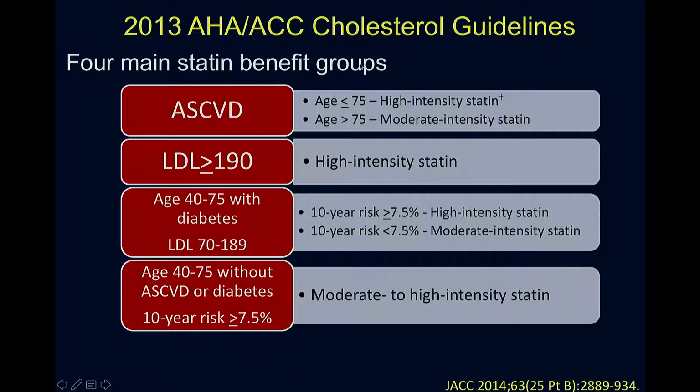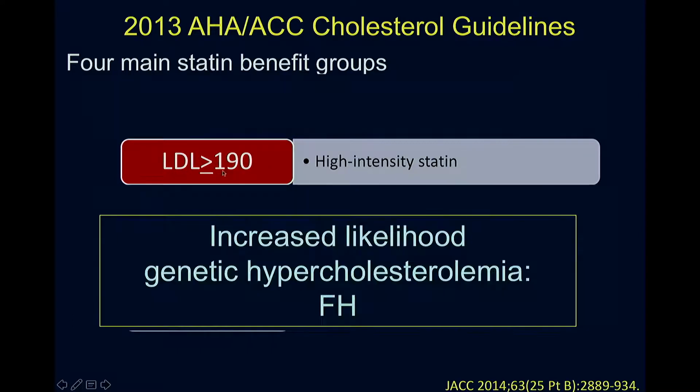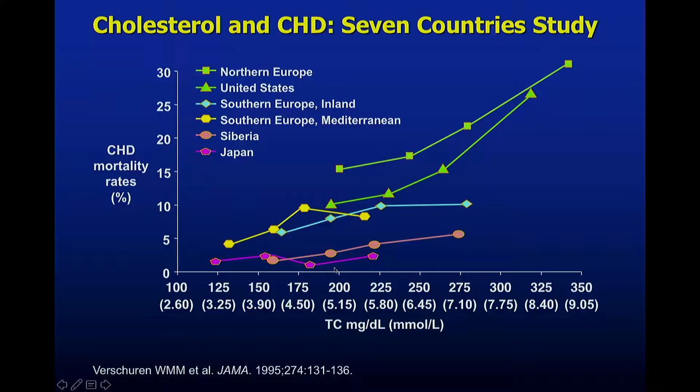Now, in terms of the current guidelines that may be in the process of changing, which we'll talk about in more detail, 4 patient groups were identified of individuals who should be on statin therapy, and related to what we were just talking about, one of those 4 groups are people whose LDL levels are 190 or greater. And that's because of what we just talked about, that when your LDL level is in this range, there's a greater chance that you have some genetic basis for hypercholesterolemia.